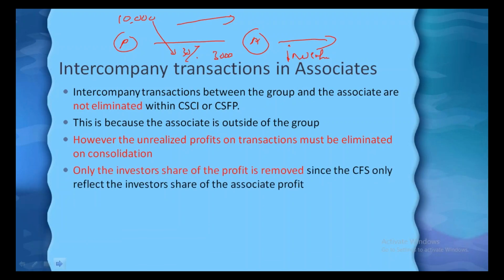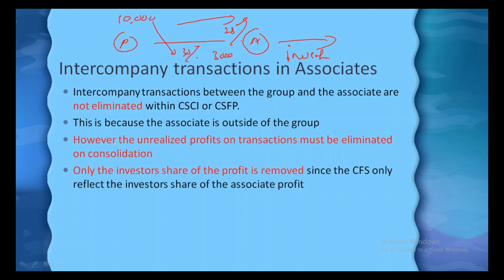Only the investor's share of the profit is removed, since the consolidated statements only reflect the investor's share of the associate. And that's a very important thing. Even though the P company has sold goods to A and earned a profit of 3,000, I said the 3,000 is intercompany unrealized. But even though it is intercompany unrealized, I don't need to worry about the entire 3,000, because my holding here is only, let's assume, 25%. So my unrealized profit element is only 25% of 3,000, not the entire 3,000. Because 75% I don't own. It's owned by some outsiders. So as far as they are concerned, that is a profit for them, and as far as I'm concerned, it is my 25%.